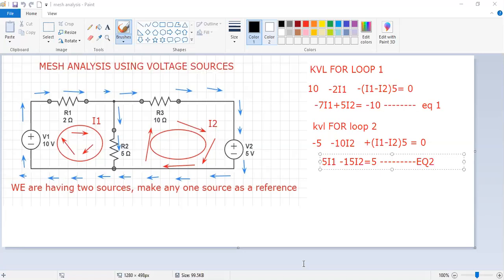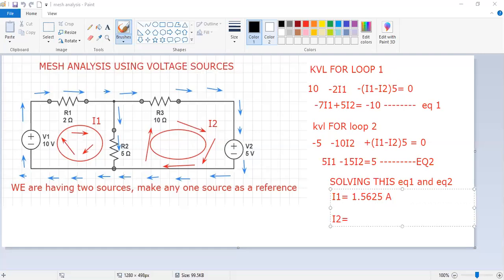Solving these two equations, equation 1 and equation 2, we can find I1 and I2. By using calculus, we can easily solve. Go to equations and find 1.5625 ampere, that is I1. Then I2 will be 0.1875 ampere. In this manner, we can find I1, I2.